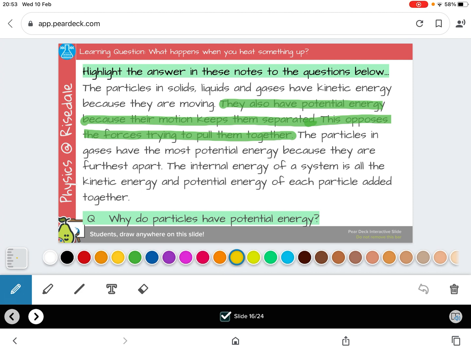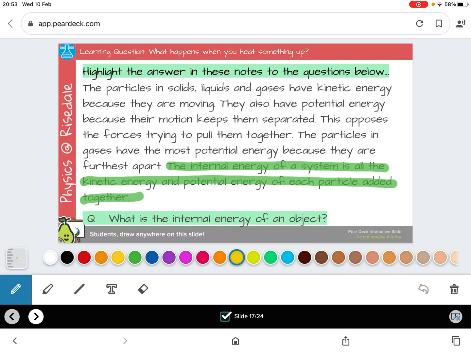The question on this slide was, why do particles have potential energy? And this is because when they move, they're kept separate from each other. What is the internal energy of an object? So it's the sum of the kinetic and potential energy for each particle in a system.